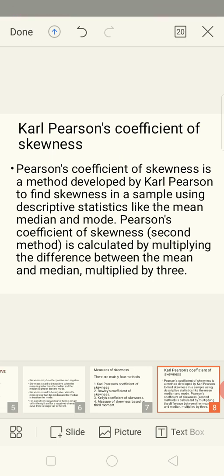First method, Karl Pearson's coefficient of skewness. Pearson's coefficient of skewness is a method developed by Karl Pearson to find skewness in a sample using descriptive statistics like mean, median and mode. The second formula is calculated by multiplying the difference between the mean and median by 3.